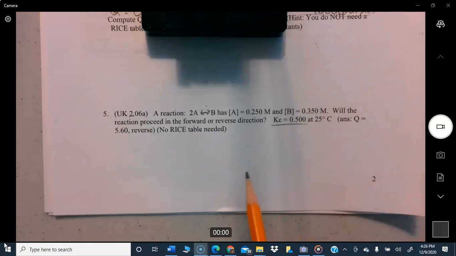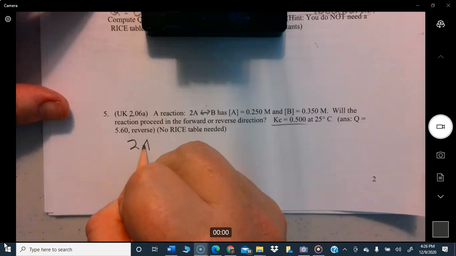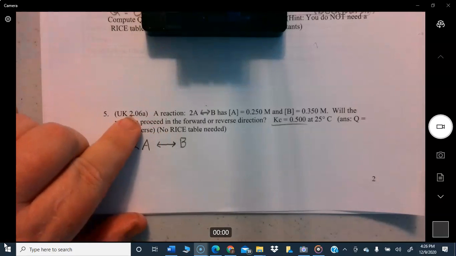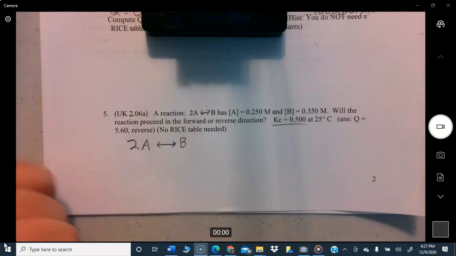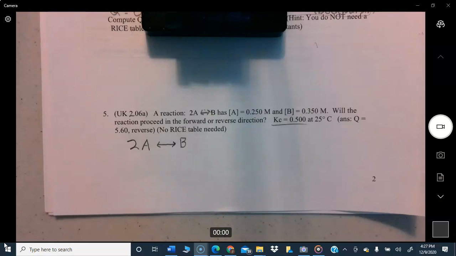Again, just like the previous problem, you don't need a RICE table. So let me write the reaction down here a little better. 2A, reversible reaction going to B. So when you're watching a video like this, you've seen an example up above, so see if you can do this problem on your own. Once you saw that correction, you might have done this ahead of me. You might have said, I didn't know what that's talking about. That's because I left the arrow out. So that's why it's good to watch the videos. Go ahead and see if you can do it. Just pause the video, come back when you're done, and see if you get the right answer. You do have the answer down here. You always have the answers on these problems. Okay, I'm going to go ahead and do this.